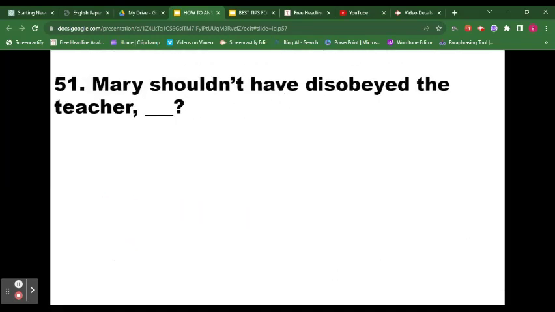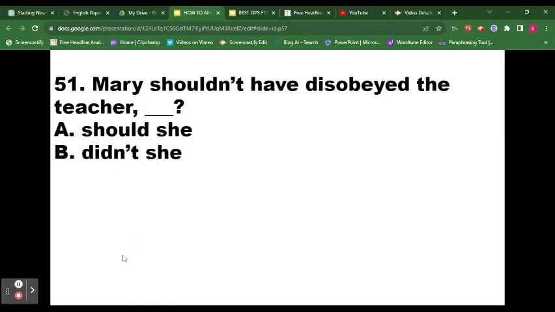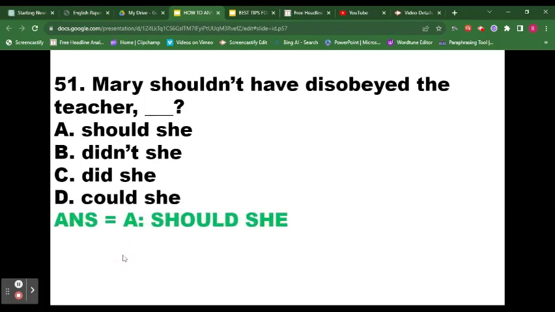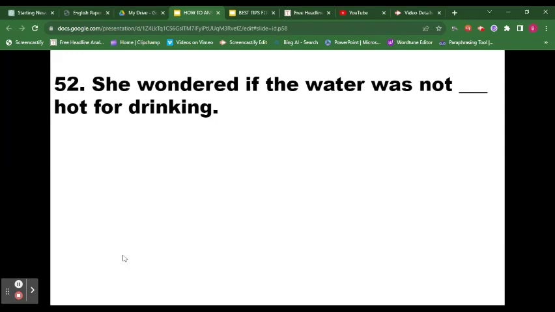Now, question 51, Mary shouldn't have disobeyed the teacher. Dash. A, should she? B, didn't she? C, did she? D, could she? The appropriate answer is A, should she. Now, when an auxiliary verb is used in a statement, it is repeated in the tag question. Okay, that's the rule.